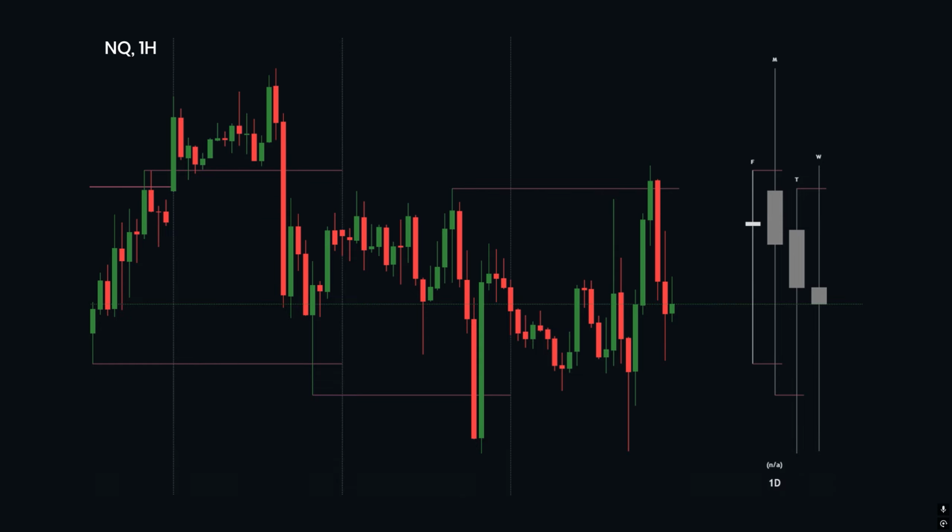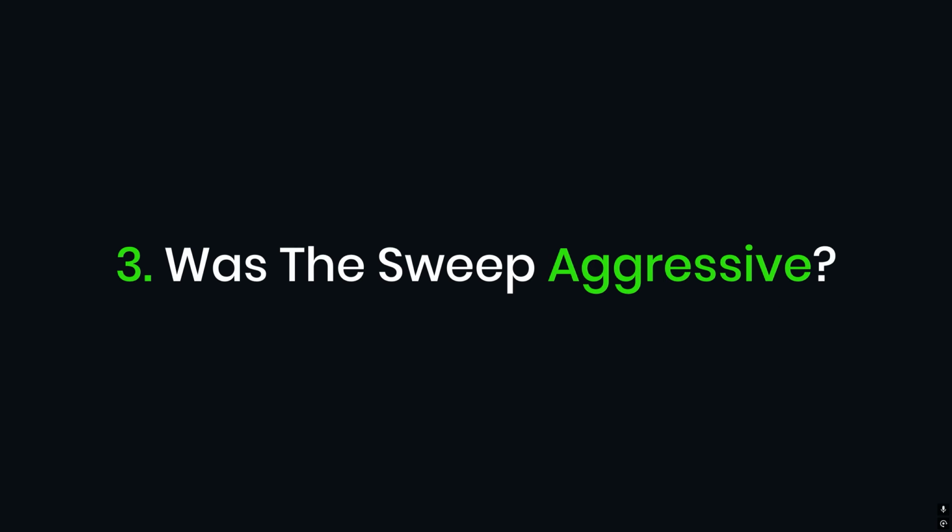So second question every time, has a CISD formed on my confirmation time frame after the C2 close? Was the sweep itself aggressive? There's a difference between a sweep that aggressively runs through a level and snaps back in 1 or 2 candles, and a sweep that slowly drifts above a high and kind of wanders back.